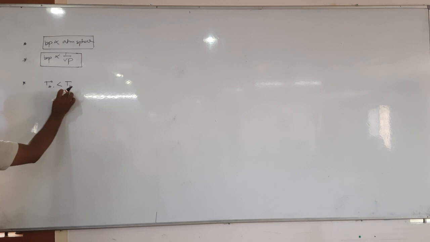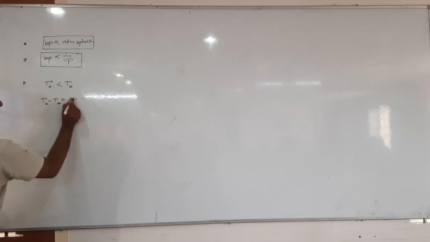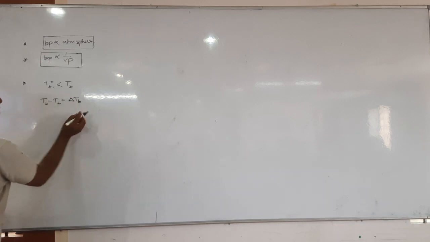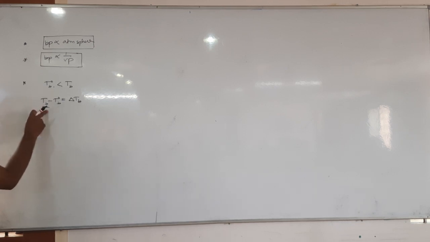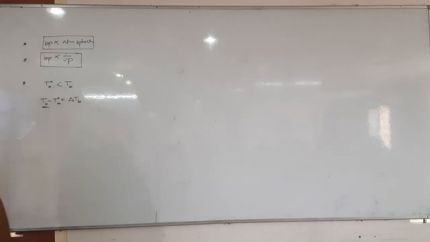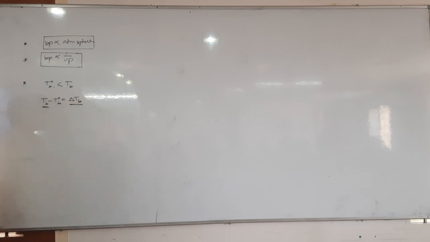Since TB is greater than T0 B, you can take the difference TB minus T0 B, which is called delta TB. So delta TB is nothing but the difference between the boiling point of the solution containing the non-volatile solute and the boiling point of the pure solvent, right? This delta TB is a colligative property, but not boiling point. Elevation in boiling point is a colligative property, but not boiling point.